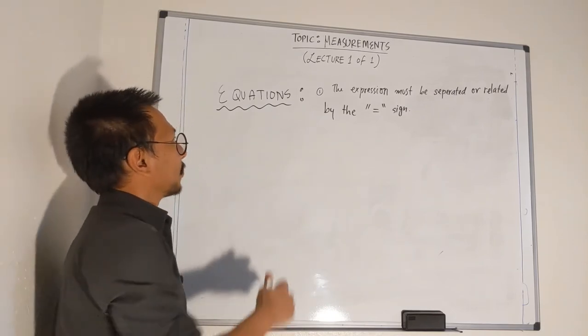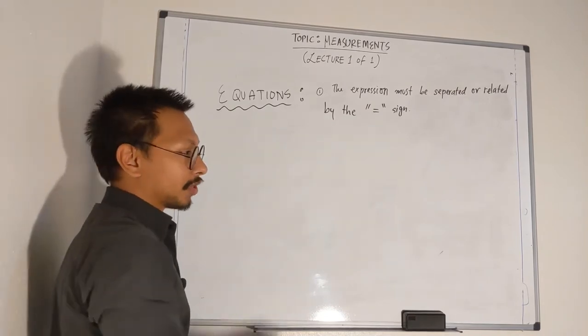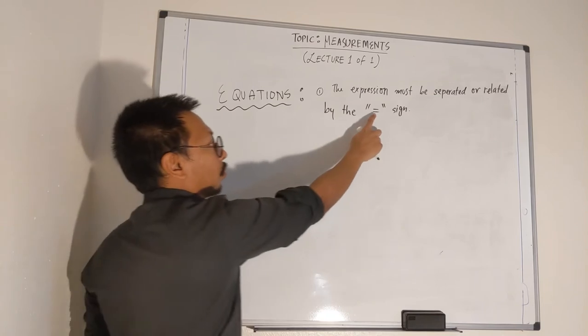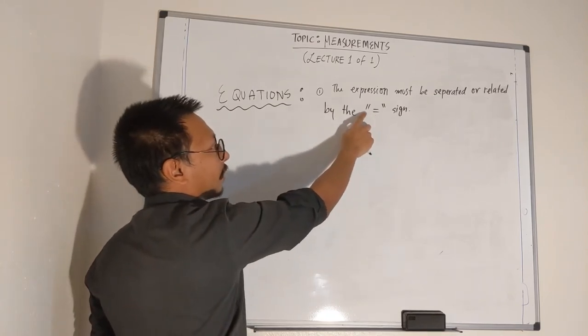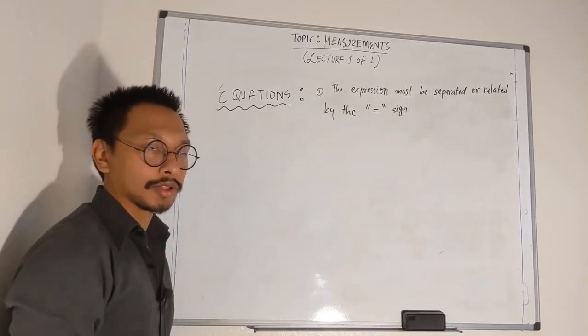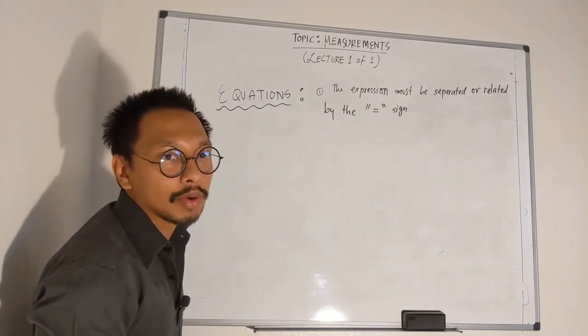So equation comes from the presence of this equal sign. We have two sides to an equation, which is a left hand side, which is left of the equal sign, and a right hand side, which is right of the equal sign. So if we didn't have that equal sign, we wouldn't have an equation, right?